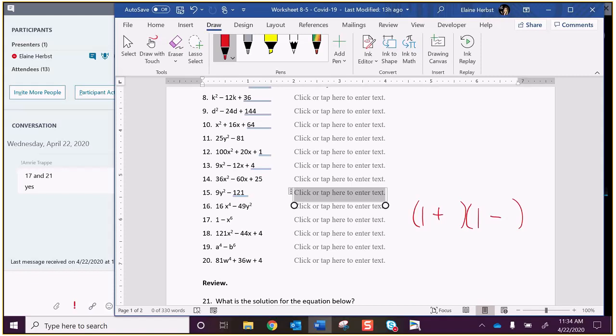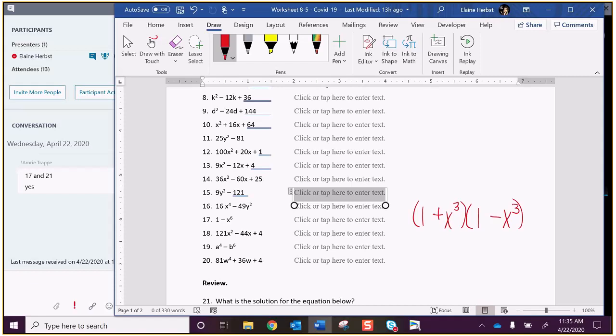Then you take the square root of the term in the back. Remember, when you have an exponent, if you cut it in half, so x to the 6th, that would be x to the 3rd times x to the 3rd, because half of 6 is 3. So 1 plus x cubed times 1 minus x cubed.